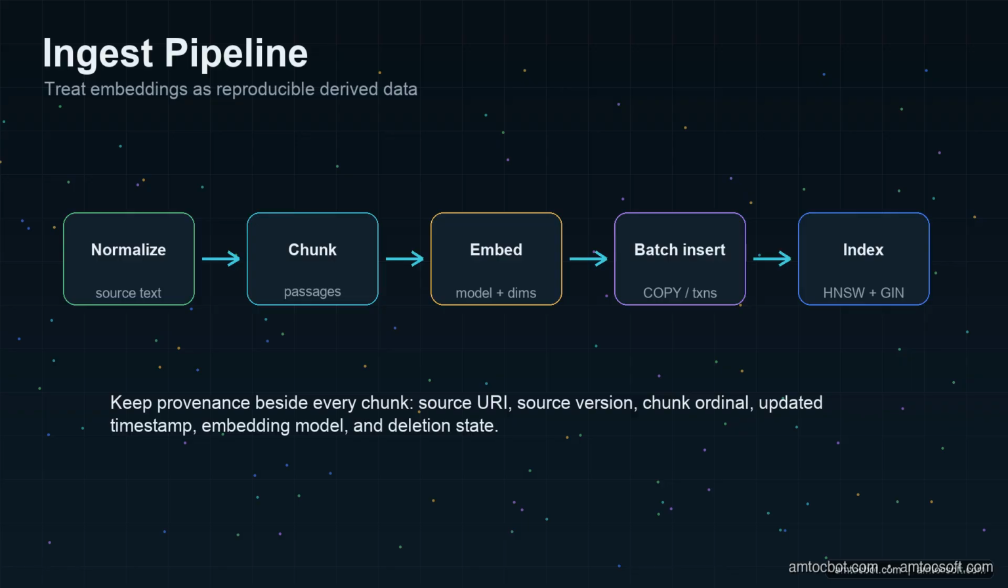The ingest path has 4 steps. First, normalize the source document. Second, chunk it into passages that match your answer style. Third, embed each chunk. Fourth, insert in batches and let Postgres build or maintain the indexes.